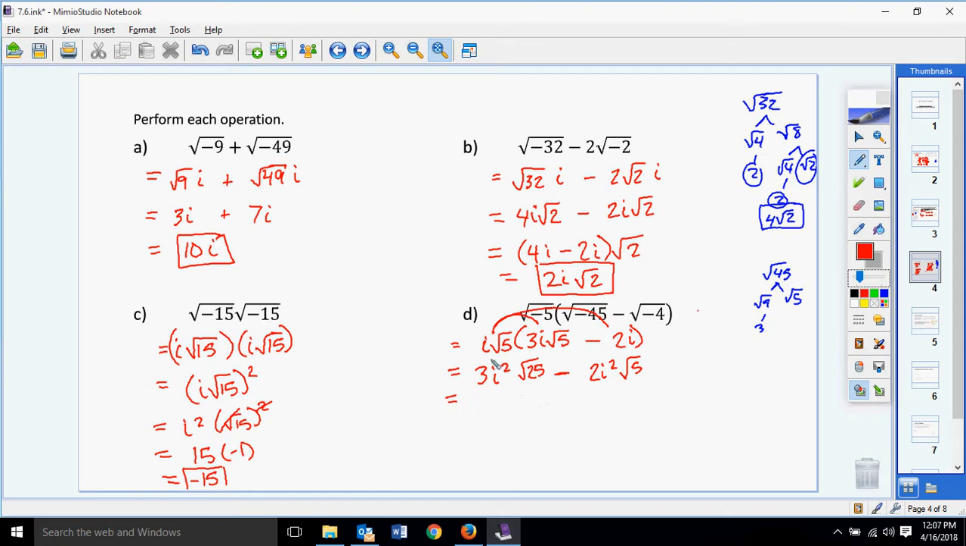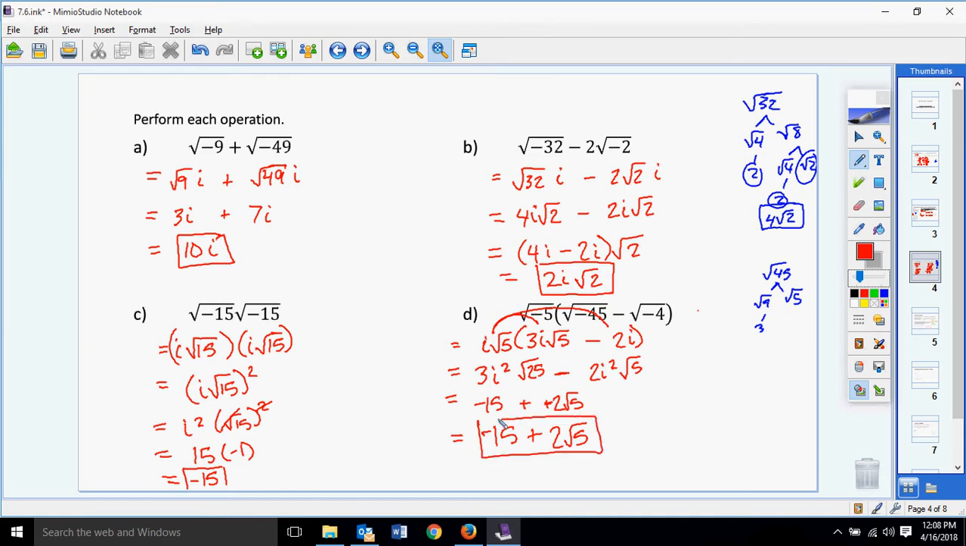Now I'm ready to simplify. Remember, i squared is the same as -1. So I have -1 times 3, which is -3. Then the square root of 25 is 5. So 5 times -1 times 3 would be -15. Over here, i squared is -1. So times 2 would be -2 times the square root of 5. So it's minus the -2 square roots of 5, and minus a negative is like plus a positive. So my final answer is -15 plus 2 square roots of 5.